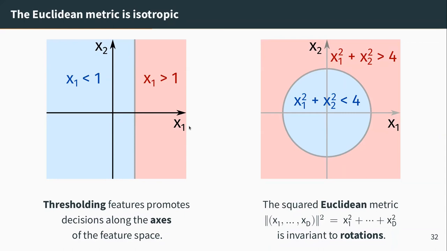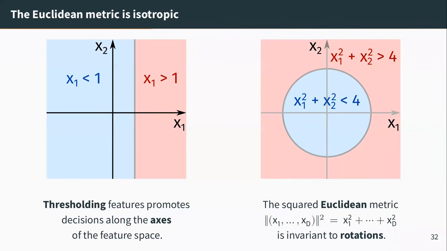And I want to regress some kind of scalar data. If I apply the threshold x1 larger than 1, it defines this red region of the plane, and x1 smaller than 1 defines a blue region. Then if I define x2 larger than something, it gives me a horizontal cut. Those axial cuts are the geometric interpretation of decision trees, and this is where the axial bias comes from.